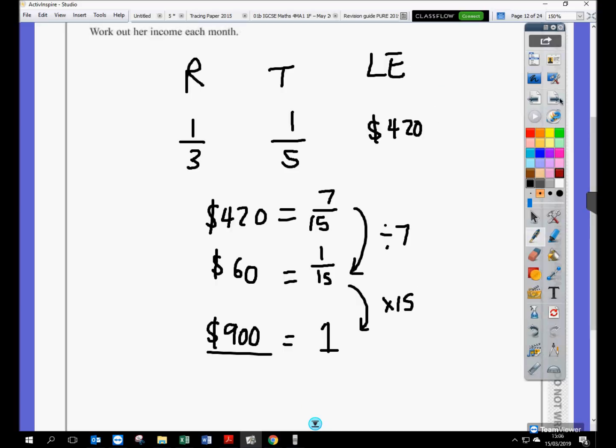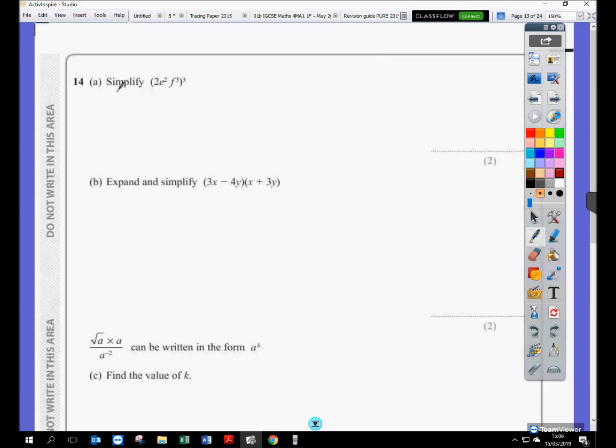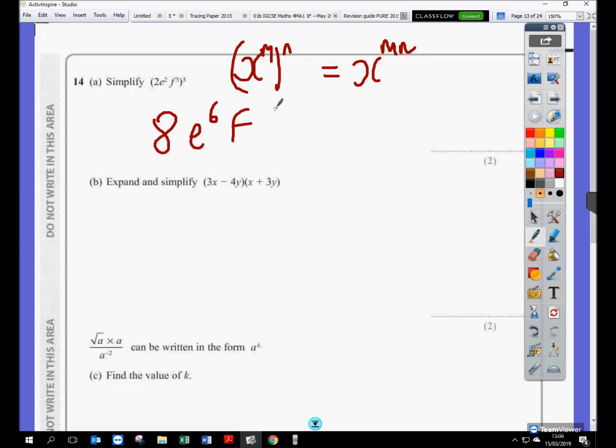Next question. Simplify. So don't forget the rule. When you have a bracket to a power, you times the powers. X to the power m to the power of n is x to the power mn. So we have 2 to the power of 3, which is 8. We have e squared raised to the power 3, which is e to the power 6, and f to the power 3 to the power 3, which means you times the powers, so you get f to the power 9.